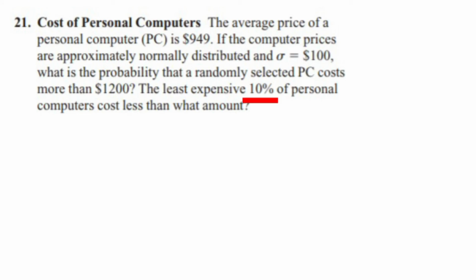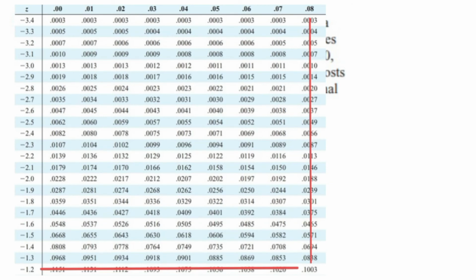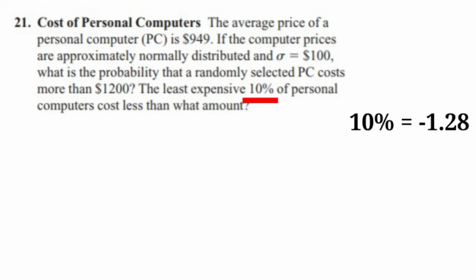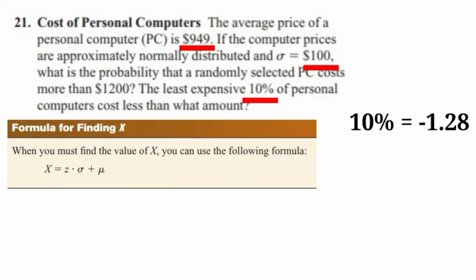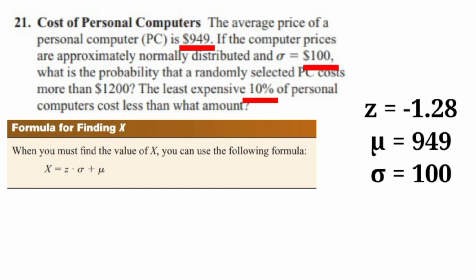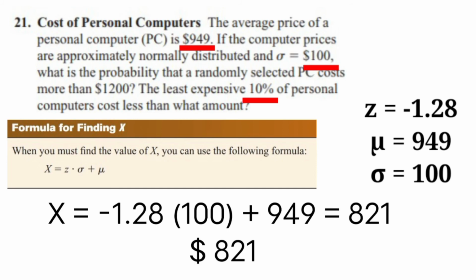And for the least expensive 10%, as you can see in this picture, the corresponding z value of 10% is negative 1.28. Since we now have the value of z, the mean, and the standard deviation, we can now look for x using this formula. So x is equal to z multiplied by standard deviation plus the mean. So we will have negative 1.28 multiplied by 100 plus 949. So the answer is $821.